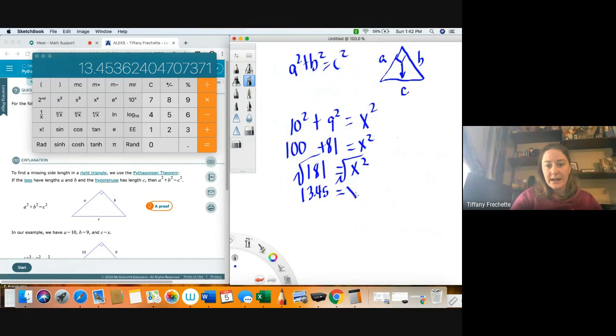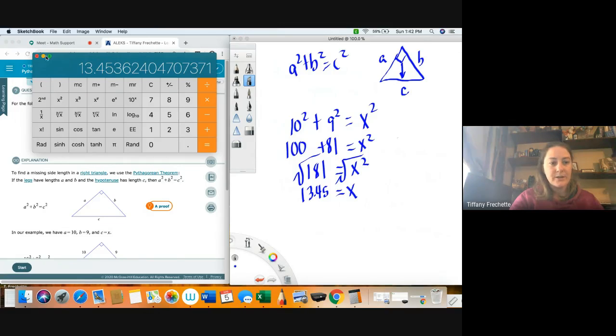13.45 equals x. Because remember, x squared actually means there's 2 x's, and what square root means is for every 2, I get to take 1 out. That's why we just bring down x. Because we have 2 x's, we get to bring down 1. And this one doesn't have an actual square root. It has a decimal square root. It doesn't have a whole number square root. It's not a perfect square.